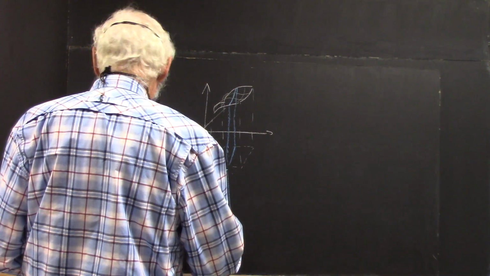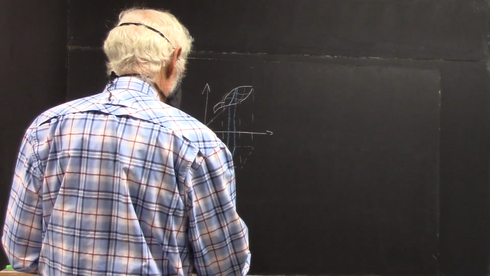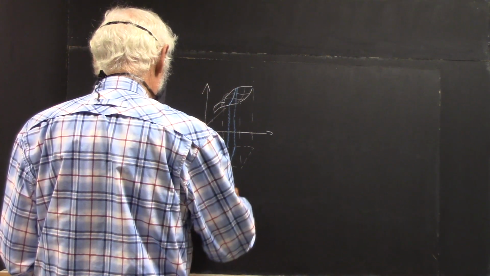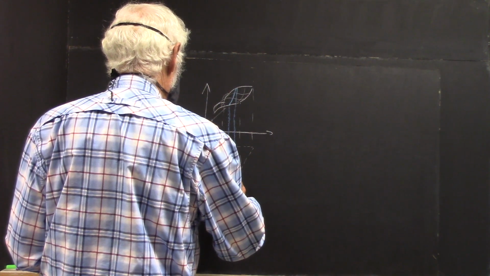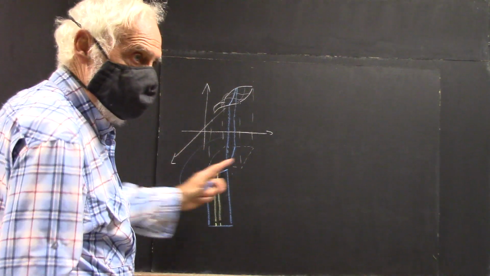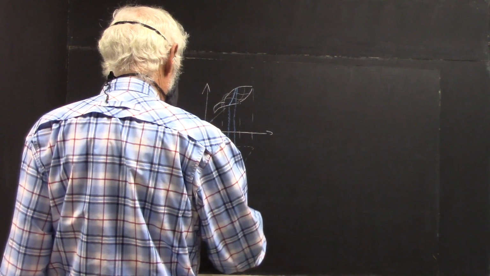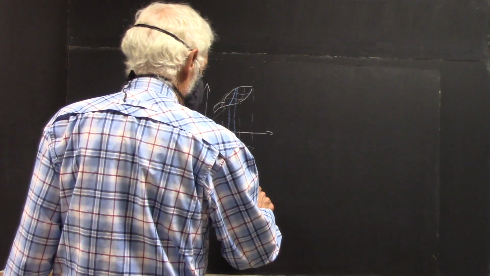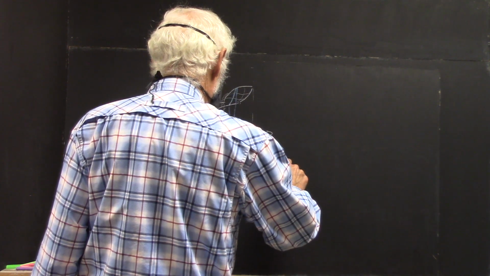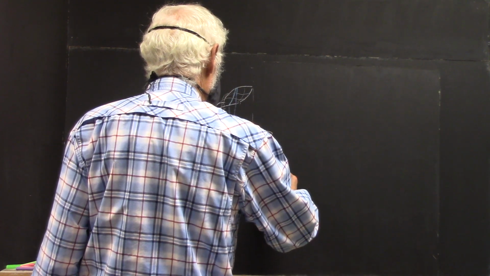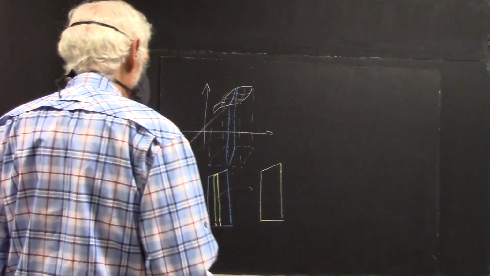We could take a small increment here. And this thing is practically straight on this small increment because it doesn't have room to change direction much. So now let's take this out here and just change the scale a little bit so we can label it and spread out the x values.